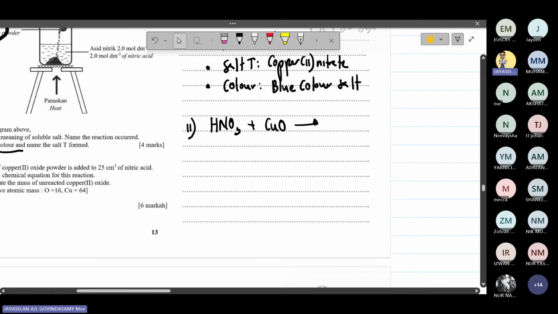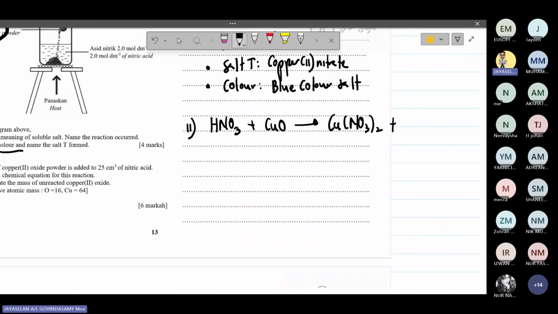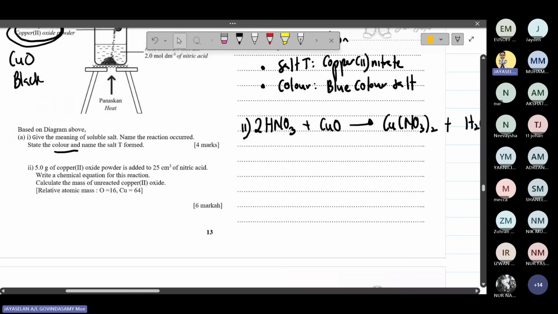So please remember, you cannot get this wrong. Okay, copper 2 nitrate. Like this. In the exam they might change it. If this comes out, maybe they use sulfuric acid or hydrochloric acid, but the concept is the same. Like this, this is two, this is two. So you guys already score 2 marks. Okay, any question? Write down the chemical equation.